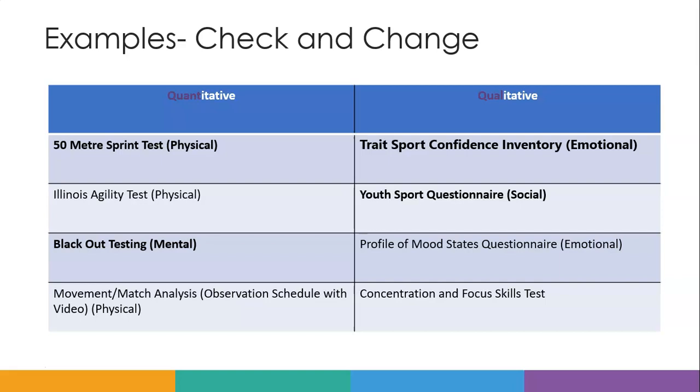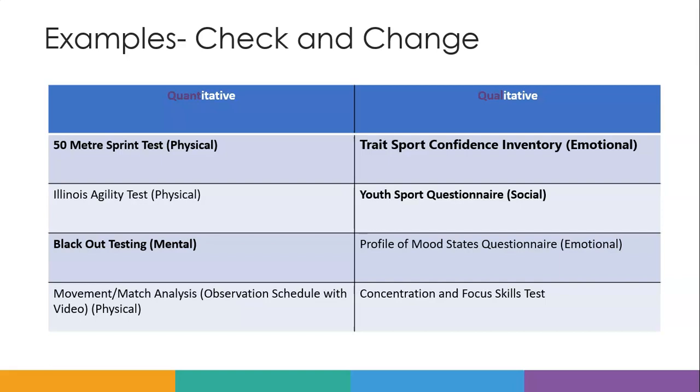And for the qualitative data gathering methods, you've got the trait sport confidence inventory, which is for an emotional factor. You've got the youth sport questionnaire, which is for the social factor of team dynamics. You've got the profile of mood states questionnaire, which is emotional. All of these three things give you a number in the end, but they're based on qualitative information. And you've got the concentration and focus skills test, which is for a mental factor.